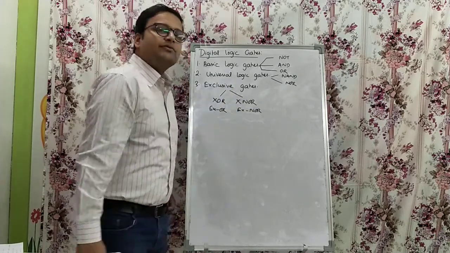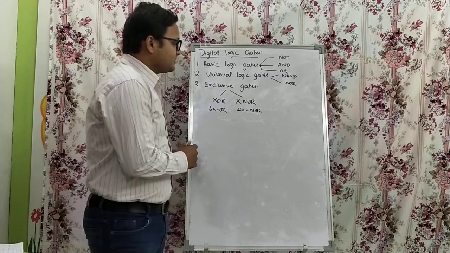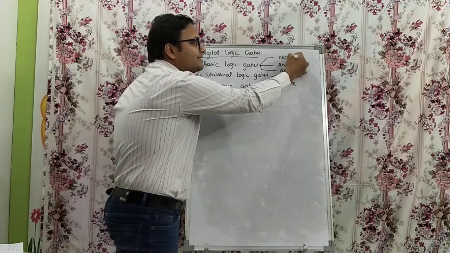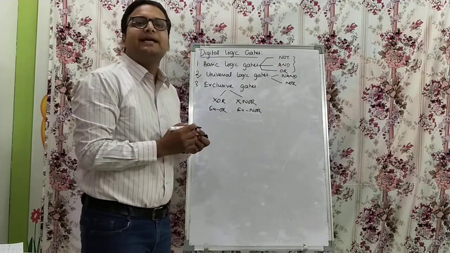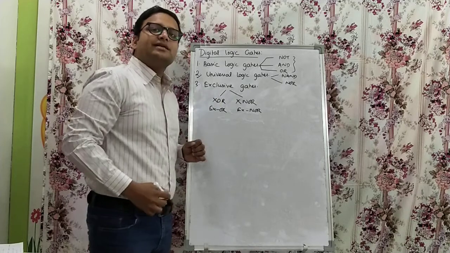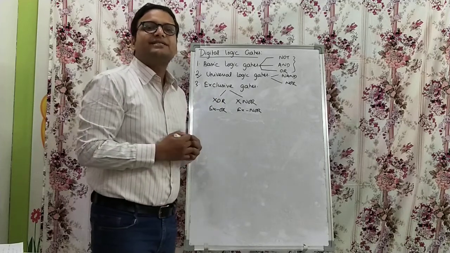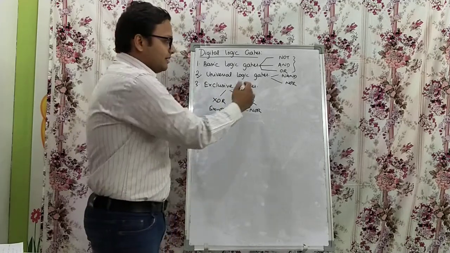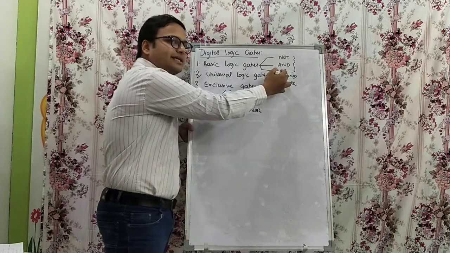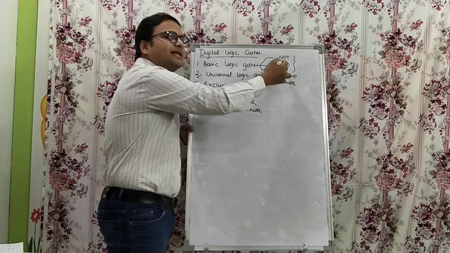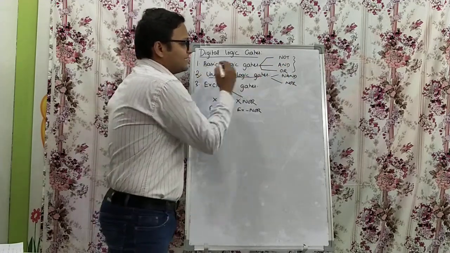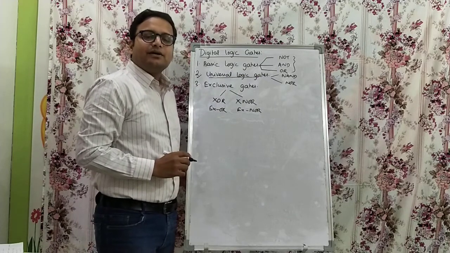Why is it called universal logic gates? It's very important, guys, because with NAND and NOR we can realize the basic logic gates NOT, AND and OR. As we know, using NOT, AND and OR we can design any type of digital circuit. So with the help of NAND and NOR we can design these basic logic gates, and with these we can design any type of digital circuit. Hence NAND and NOR are called universal logic gates.